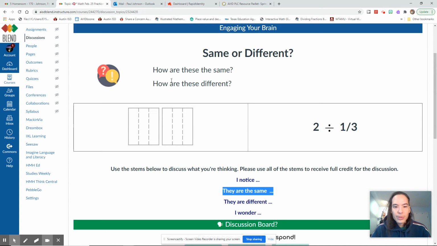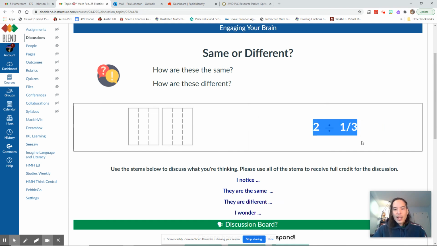So this shows a pictorial representation of 2 being split into 1/3 size pieces. This is the numerical problem, 2 divided into 1/3 size pieces. They are different because this one will allow us to get the answer by doing the algorithm. This one allowed us to get the answer by just counting how many pieces there were. All right, so one is very visual and one is very abstract.